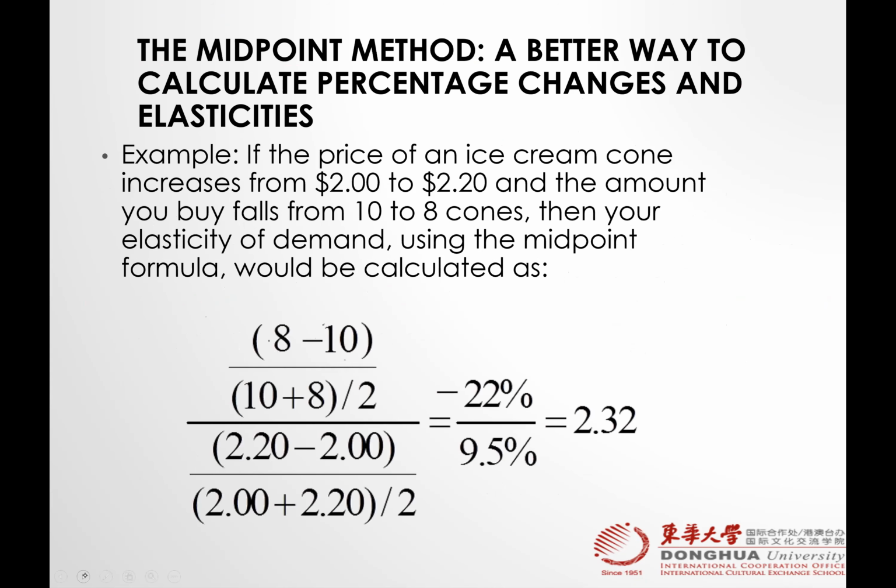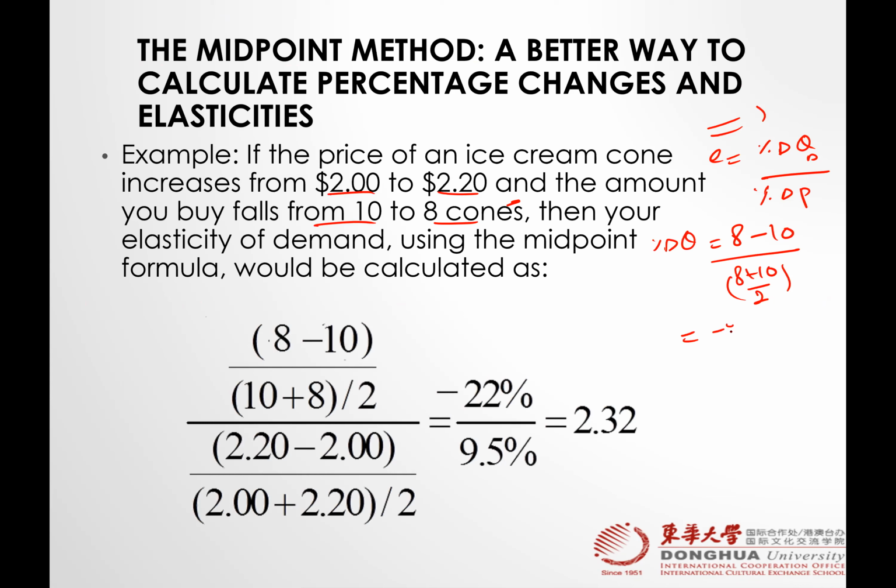Okay, let's calculate elasticity through the midpoint formula for this example. If the price of ice cream increases from 2 to 2.2, the amount you buy falls from 10 to 8 cones. So let's calculate. We know that elasticity is equal to percentage change in quantity demanded divided by percentage change in price. Now percentage change in quantity is equal to new quantity, which is 8 cones, minus old quantity divided by midpoint.